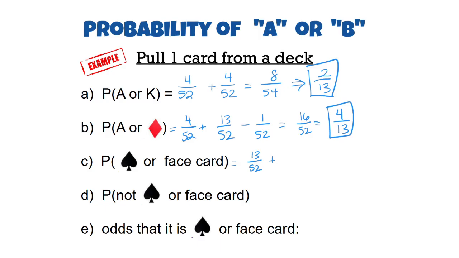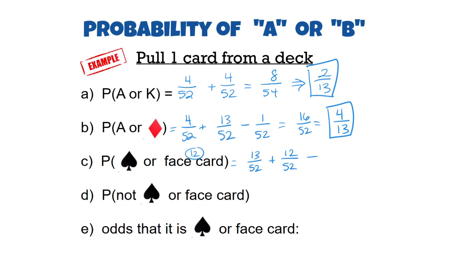Plus, okay, face cards are all the cards that have a face. That means it's a jack, queen, king. That's it. Jack, king, queen. But there's those three, and they're in all four suits. So that means there's a total of 12 face cards in the deck. So 12 out of 52.